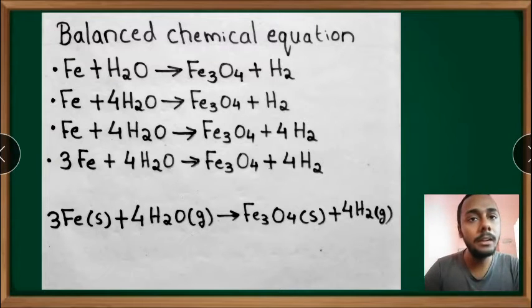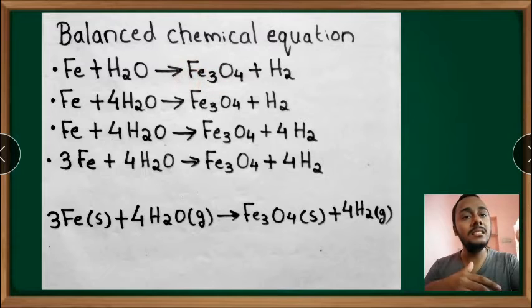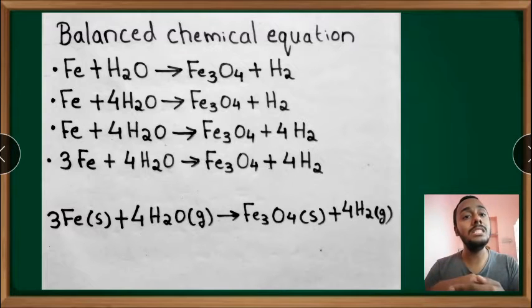We see the example. Iron reacts with water to form iron oxide and hydrogen. This is not a balanced equation because the number of atoms of iron on the left hand side is 1 and the number of atoms of iron on the right hand side is 3. See, Fe3. Also the number of atoms of oxygen on the left hand side is 1 and the number of atoms of oxygen on the right hand side is 4.